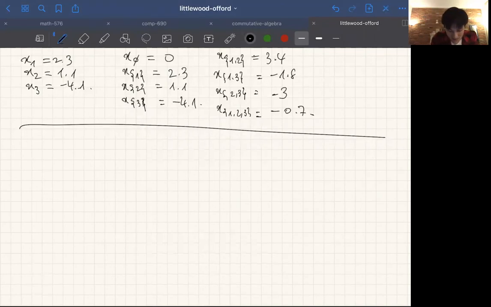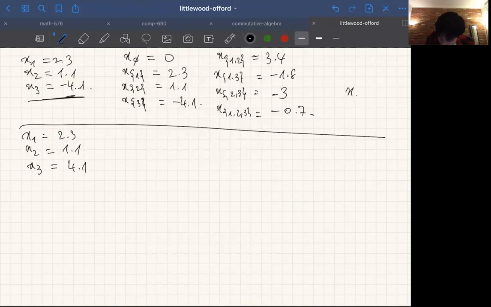Now let's change it. So we replace x3 with positive 4.1. So now x1 is equal to 2.3, x2 is the same, 1.1, x3 is now 4.1. What happens to everything? Well, they're not all going to increase by 4.1. They have to get shuffled around a bit. But what we're saying is if this is XA, we take XA symmetric difference with 3, then they increase by 4.1 exactly.